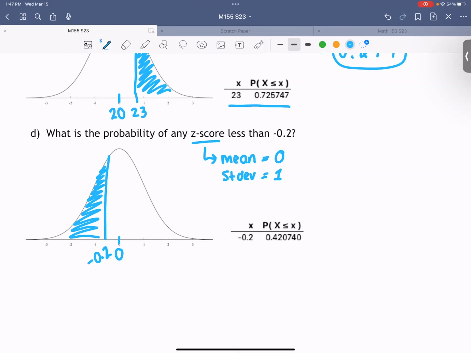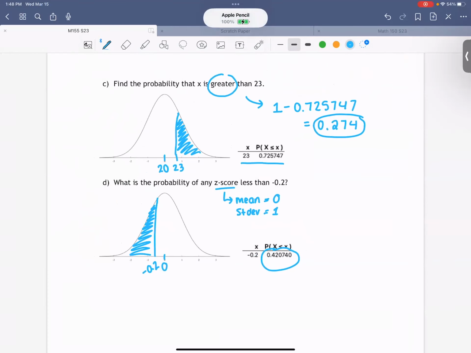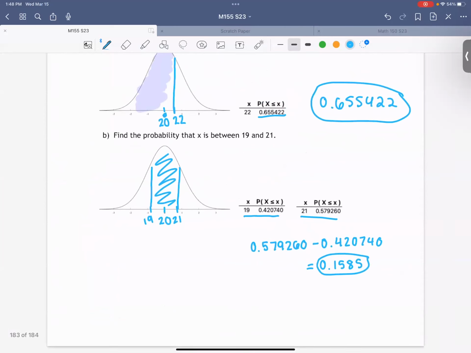It's just the 0.420, right? Literally what pops up on Minitab is my answer when it's a less than question. So you literally don't have to do anything for this question. The answer is literally up on Minitab. All right. Any questions on finding normal probabilities? Yeah. Oh, part B? Yep.